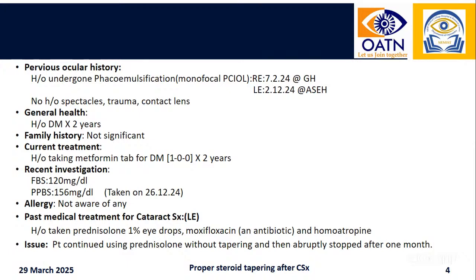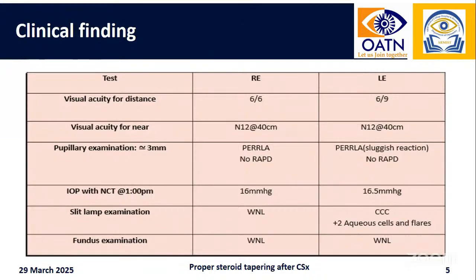The past medical history says that she was using prednisolone, moxifloxacin and homatropine after cataract surgery. She was using prednisolone without tapering, continuously, without a gradual tapering schedule, and suddenly stopped after 1 month. Her vision was 6/6 in the right eye and 6/9 in the left eye, and near vision was N12 in both eyes. In the pupil, the right eye was PERRLA, and the left eye was PERRLA with a sluggish, miotic pupil. It takes time for dilation.